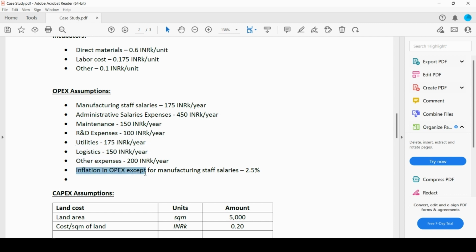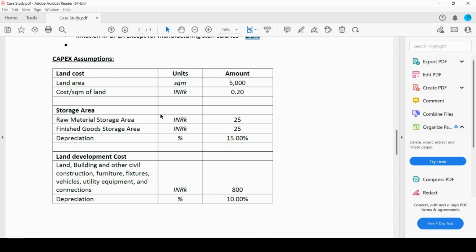And then we consider inflation in operating expenditures, except for manufacturing staff salaries. For manufacturing staff salaries, we had not assumed any inflation, but for the rest of the items, we assumed that inflation is going to be 2.5%, right?